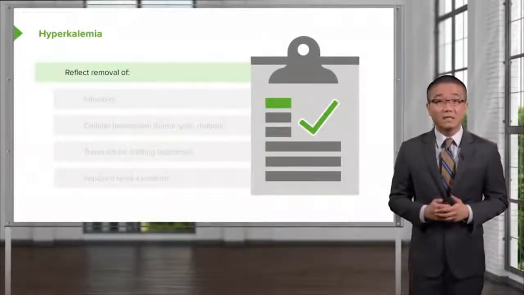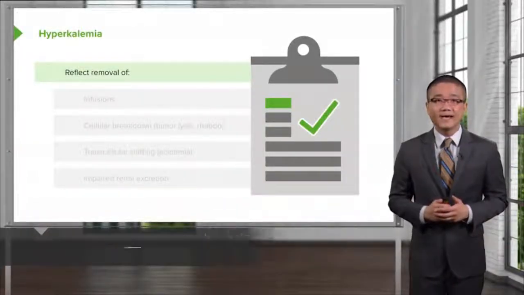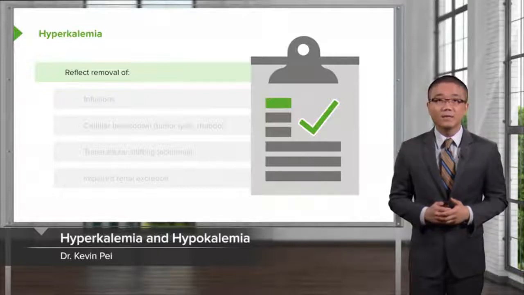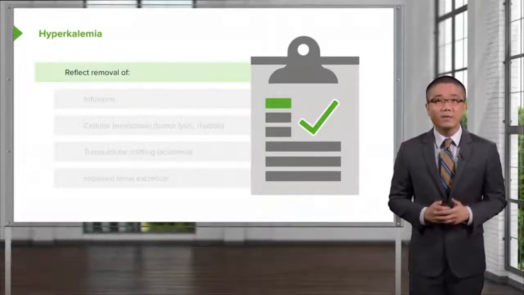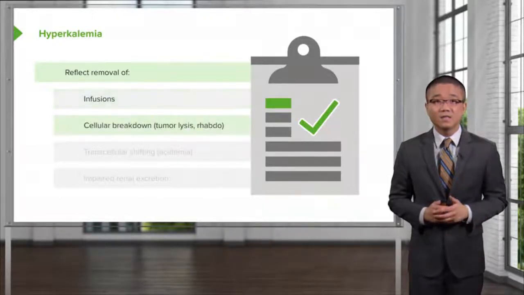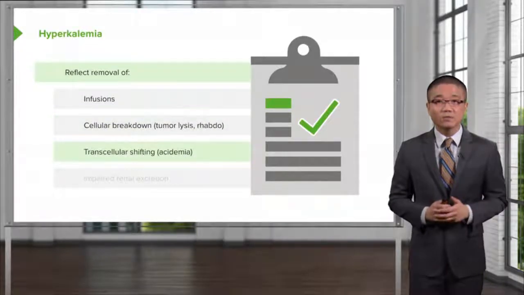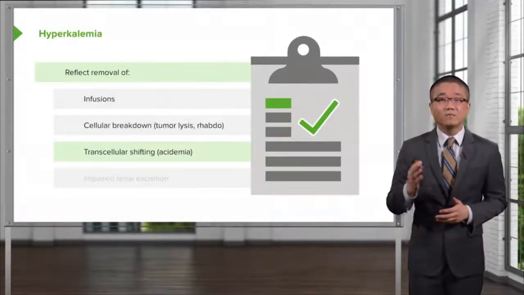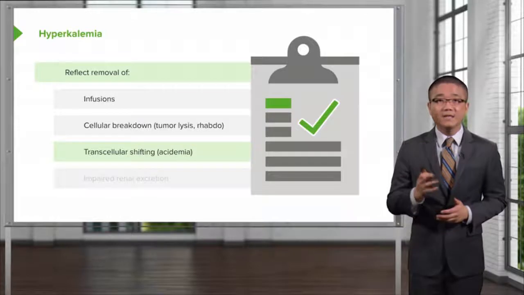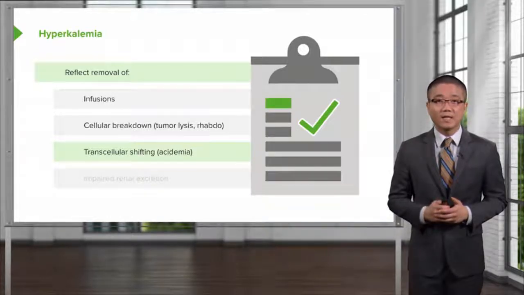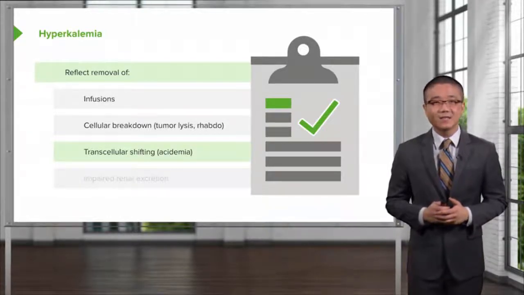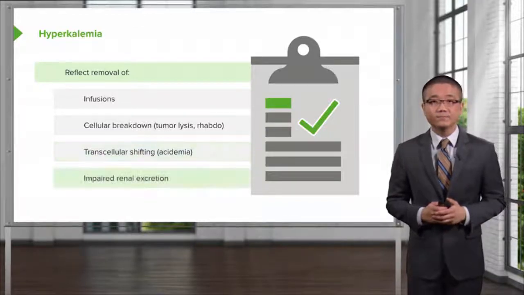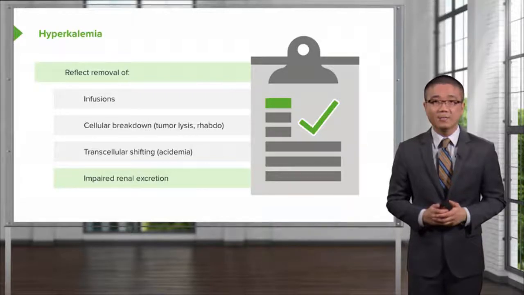What happens when we have an excess of potassium, also known as hyperkalemia? Hyperkalemia can reflect the removal of infusions, cellular breakdown such as tumor lysis or rhabdo, and transcellular shifting, which is actually very, very important. In hyperkalemia, transcellular shifting is associated with acidemia. There may be impaired renal excretion, also contributing to hyperkalemia.